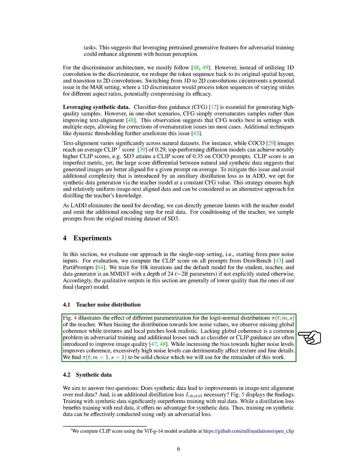We explore the impact of adjusting the parameters of the logit normal distribution for the teacher noise level. Increasing the noise level enhances overall coherence, but biasing towards very high noise levels can lead to a loss of fine details. We aim to answer whether using synthetic data improves the alignment between images and text compared to real data, and if an additional distillation loss L_distill is necessary.